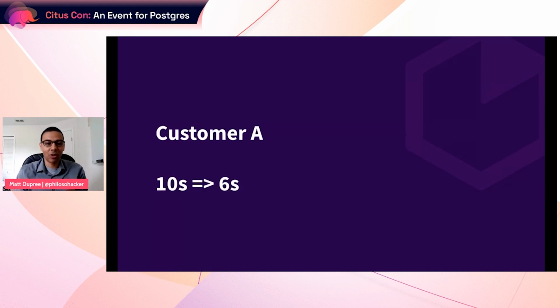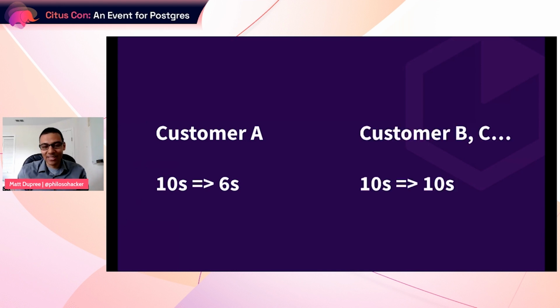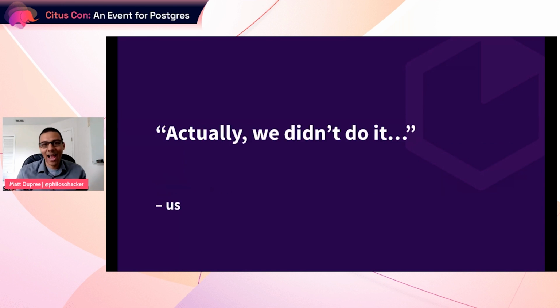We would say this because we looked at a query plan for a particular customer, made some tweaks, and saw that the query went from running in 10 seconds to running in 6 seconds. But upon further investigation, when we looked at different customers B and C, for example, we would see that there was actually no performance improvement in spite of the changes that we made. And so we would have to come back and say, actually, we didn't do it. This wound up making us look kind of clownish. And so we needed to find another way to systematically evaluate whether we are making our queries faster with the changes that we made.